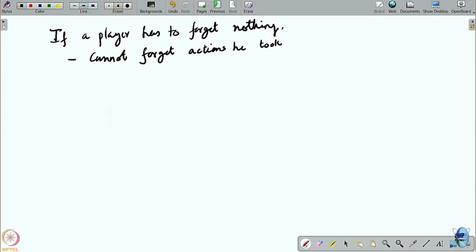This is something very common. We use this in Markov decision processes, stochastic control, and so on. The information that you have at any time step includes the set of observations up till that time step and the actions that you have taken up till that time step. So the actions are part of it. What a player must remember are the actions taken in the past. What else can he not forget?